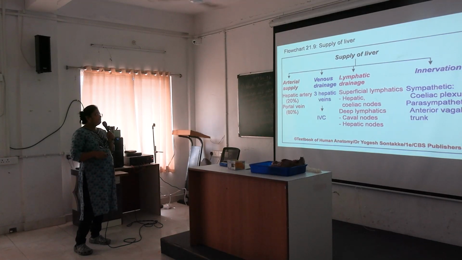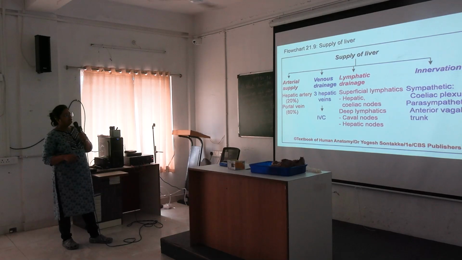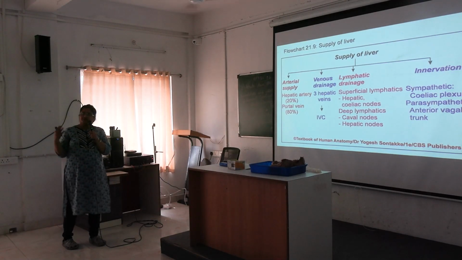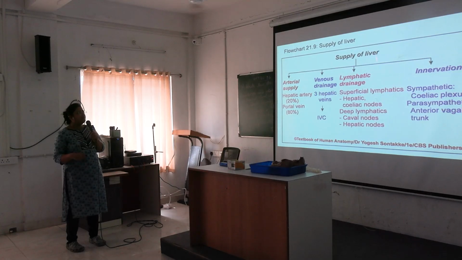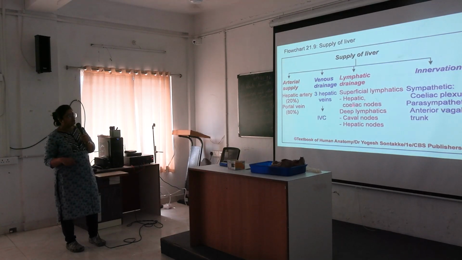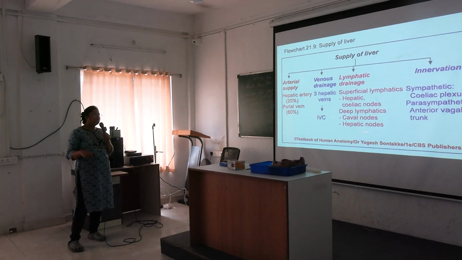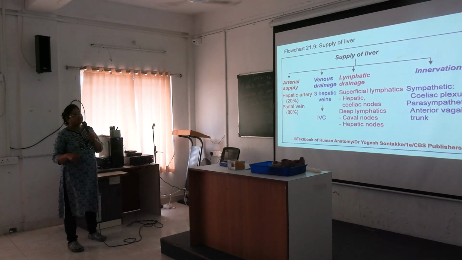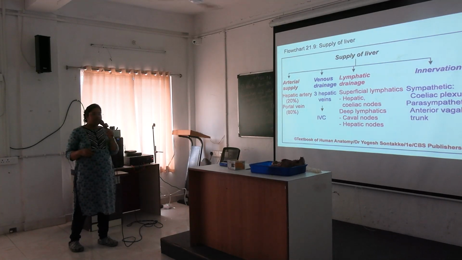This is arterial supply: hepatic artery 20%, portal vein 80%. Venous drainage is via 3 hepatic veins, total 6, upper 3, lower 3, into the IVC. Lymphatic drainage: superficial lymphatics go to hepatic nodes and celiac nodes. Deep lymphatics go to caval nodes and hepatic nodes. Innervation: sympathetic innervation comes from the celiac plexus, parasympathetic innervation from the anterior vagal trunk.